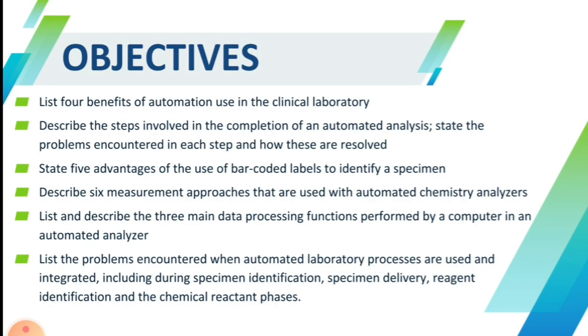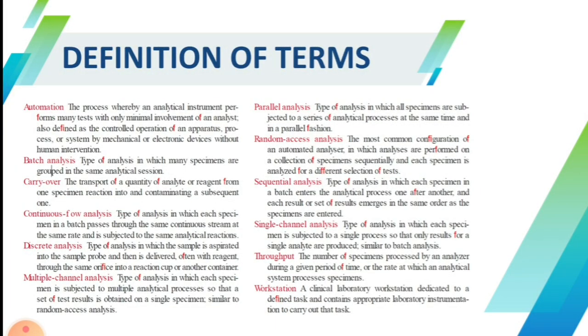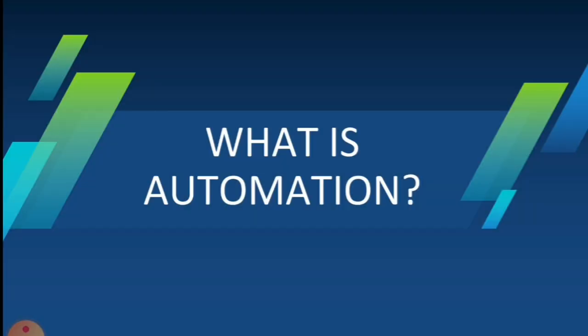For the objectives, we have the following. So hopefully at the end of this discussion, each one of you will be able to achieve these. For the definition of terms, please become acquainted with the words presented on the screen. So I do hope that you will really familiarize and memorize the terms because these words will be very useful in our following discussions. Now let us start with the question, what is automation?